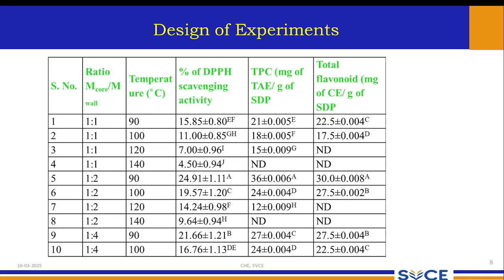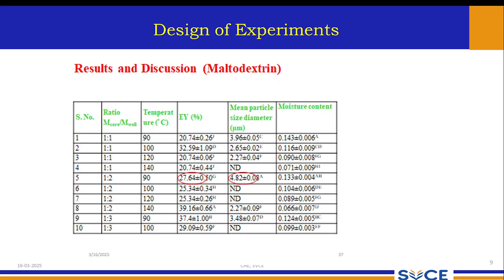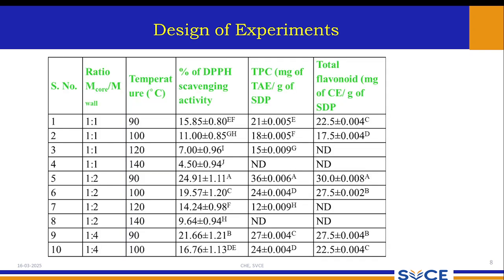So in that case, we have obtained the M core by M wall. This is an independent variable which will change. We get a powder. The particle size is supposed to be lower, moisture content is supposed to be lower, and encapsulation yield is supposed to be higher. Okay, this powder has been subjected to DPPH, TPC, and TF. Those values have also been taken.